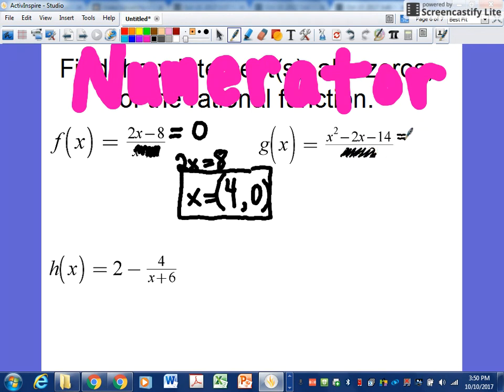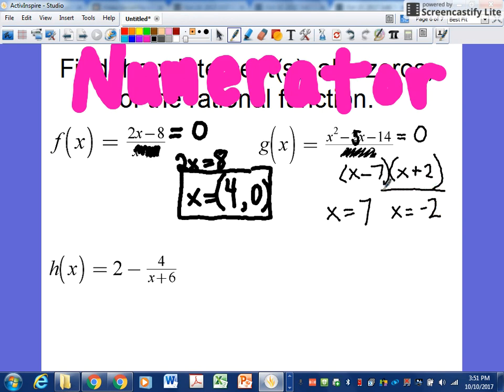We set the numerator equal to 0, and we solve this. So here we have a quadratic. This will factor to x minus 7 and x. Ew, it doesn't factor at all, does it? Well, that's not good. Let me change it so that it does. Let's make this a 5. Sorry. There we go. Much better. So now we can factor this one to x minus 7 and x plus 2. So this one will have 2 x-intercepts at x equals positive 7 and at x equals negative 2.